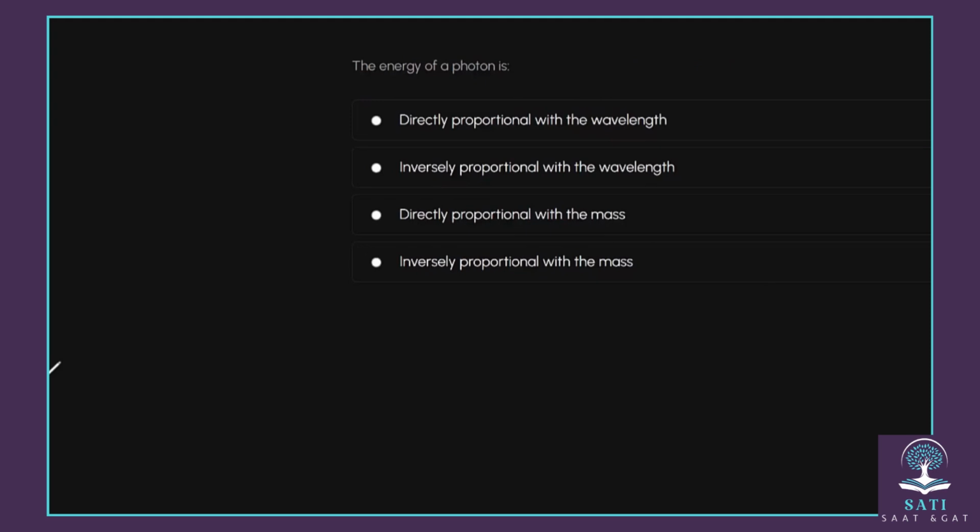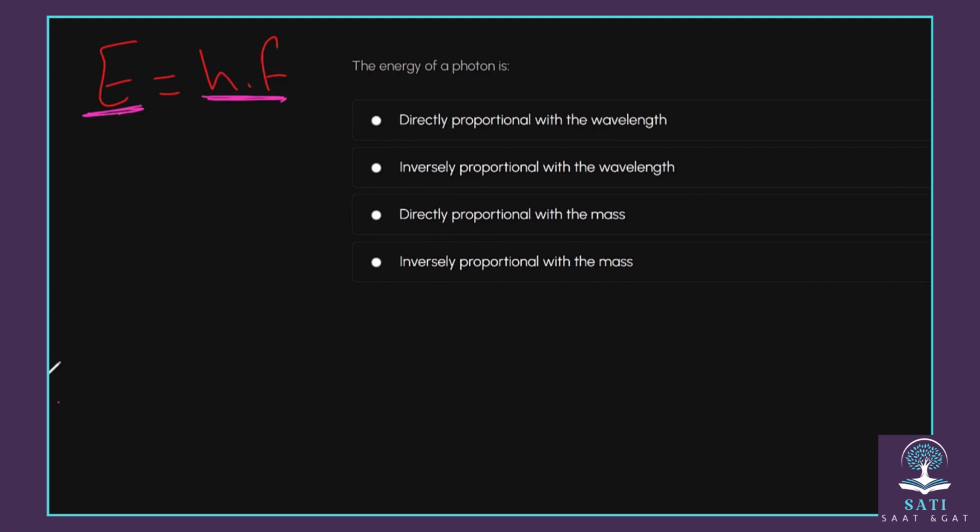The energy of a photon is... Okay, if we need to understand whether the energy of a photon is directly proportional or inversely proportional to something, we need to go to its formula. So the energy equals h times f. That means any quantity on the left with any quantity on the right is directly proportional.